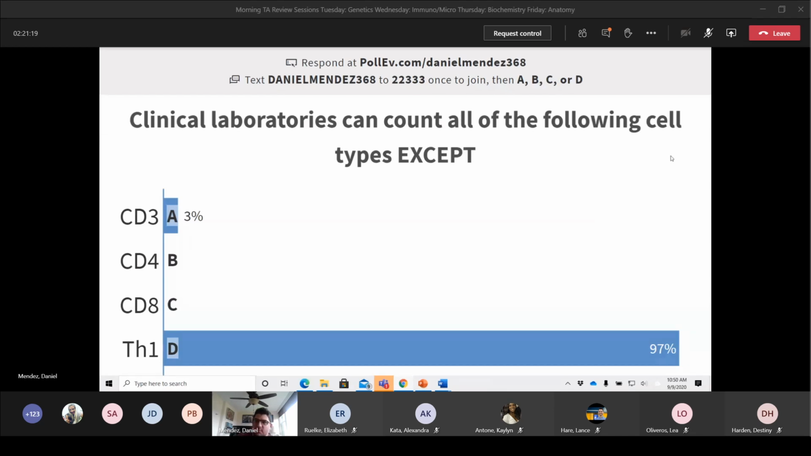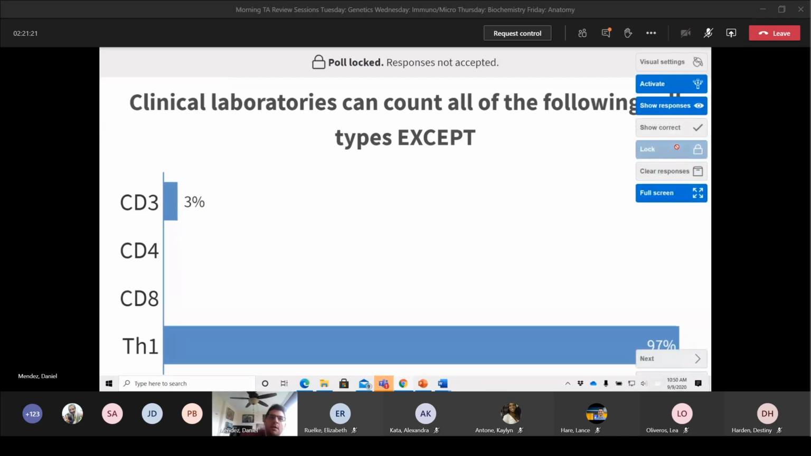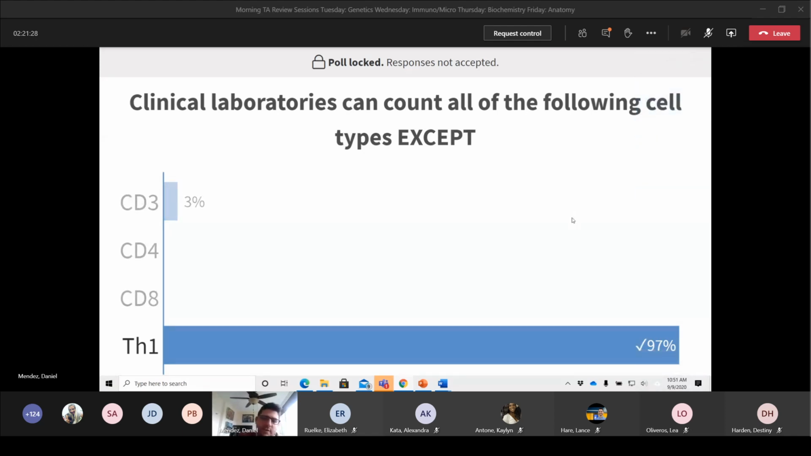All right, I'll lock this one up. All right, so clinical laboratories count all the following except, yes, TH1. There is no actual way to count that. We do count the CD4, CD8, and CD3.